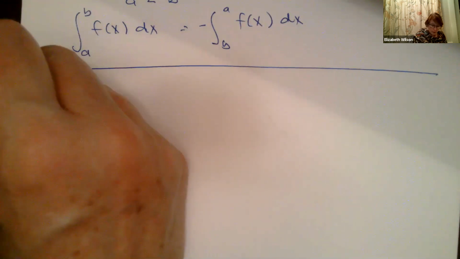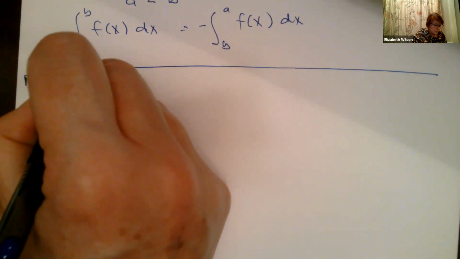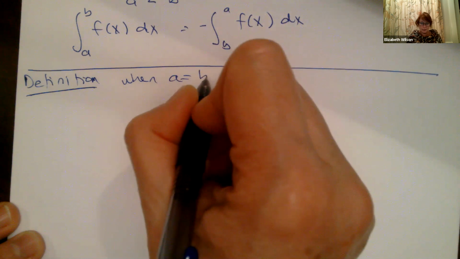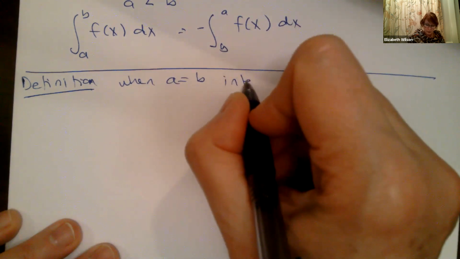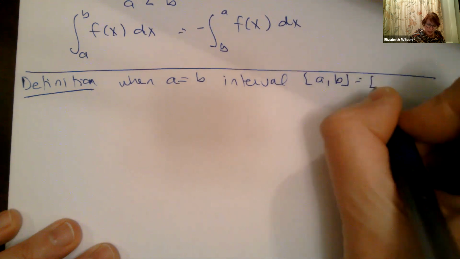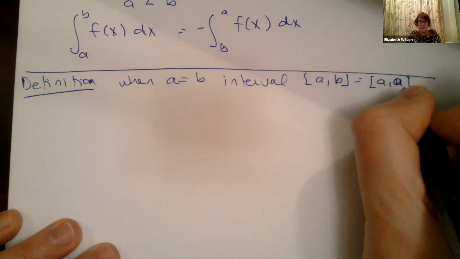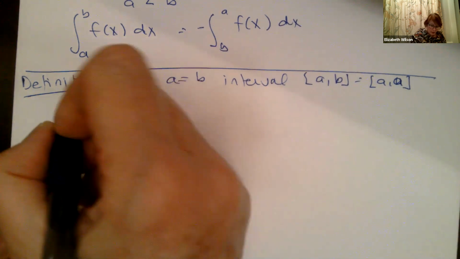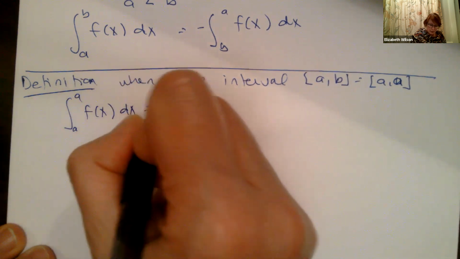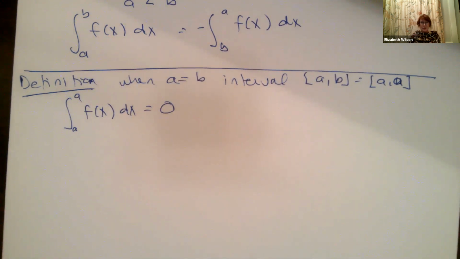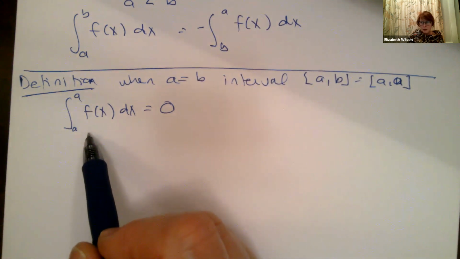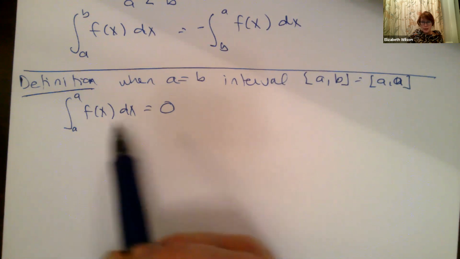So our definition: when A equals B, our interval becomes A to A. It's a point integral. So if I integrate from A to A of f of x dx, I'm going to get 0. You can imagine I'm going to evaluate my function at A and subtract it from my function being evaluated at A. That's why I get 0.